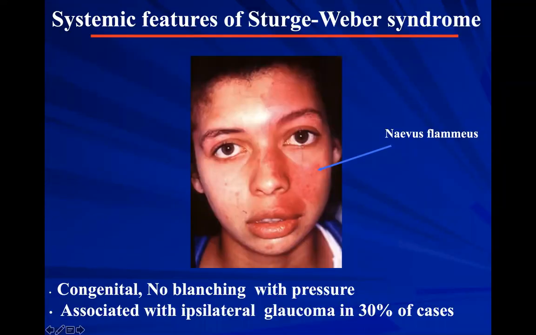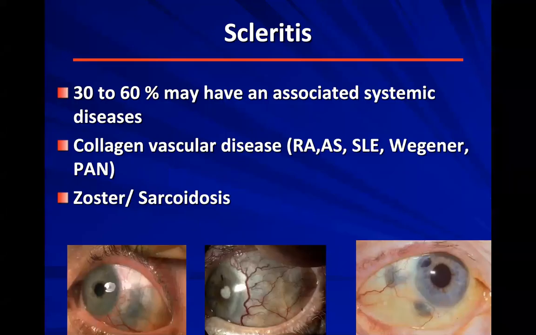Then the Sturge-Weber syndrome. Again, they present with what we call the nevus flammeus or the port wine stain, as you see nicely here. It's usually congenital, non-blanching with pressure. The reason I care about this is it is associated with glaucoma in 30% of cases. So for every 100 patients with Sturge-Weber syndrome, 30 will develop glaucoma. Get them to the ophthalmologist to be treated in order to avoid blindness.